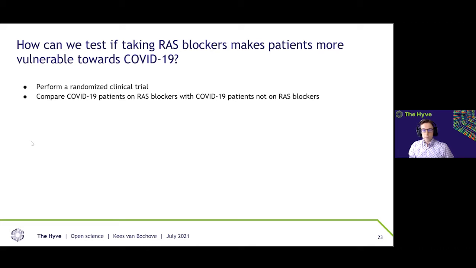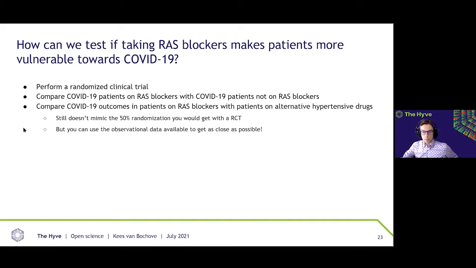So naively, one comparison that you could do is to take COVID-19 patients that are on RAS blockers and look at their disease progression, and then compare that with COVID-19 patients that are not taking RAS blockers. However, if you do that, you introduce quite a bit of bias because, of course, first of all, if you're on a RAS blocker, you likely have hypertension. So you may just be looking at the effect of hypertension rather than of this specific drug. And the hypothesis that we had was based on the molecular mechanism of the drug. So a better idea would be to take COVID-19 patients that are on RAS blockers and then compare the outcomes they have with patients that are on sort of alternative, comparable hypertensive drugs.